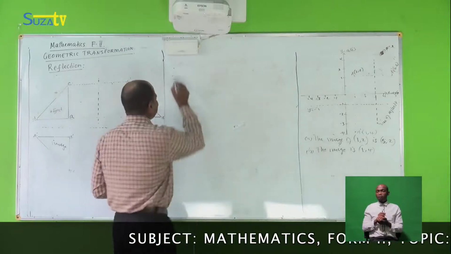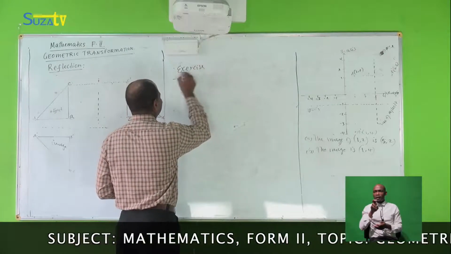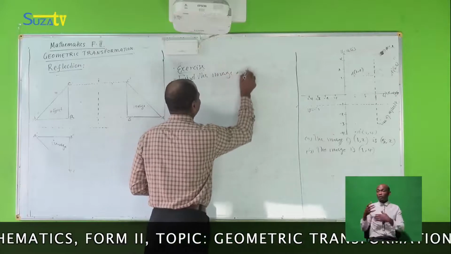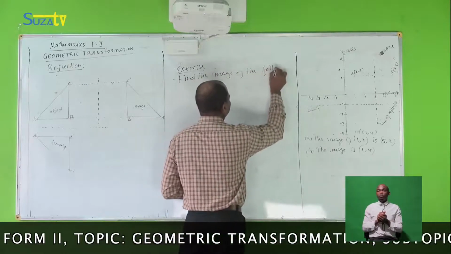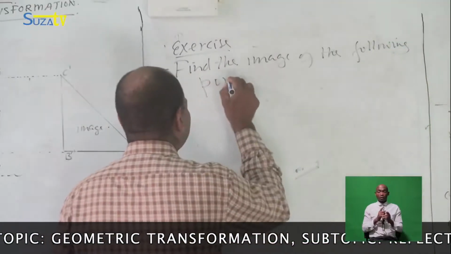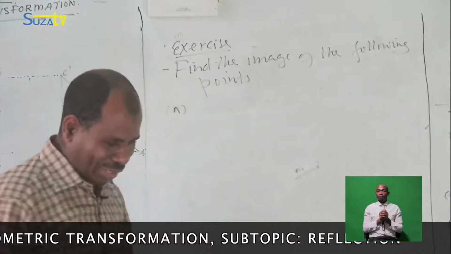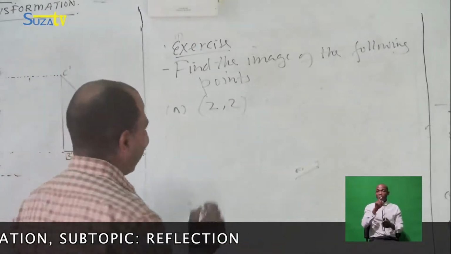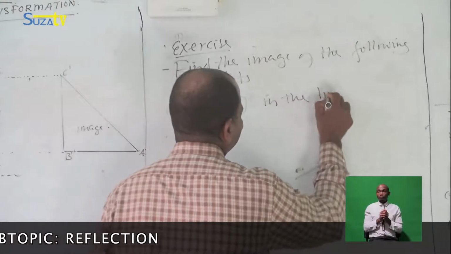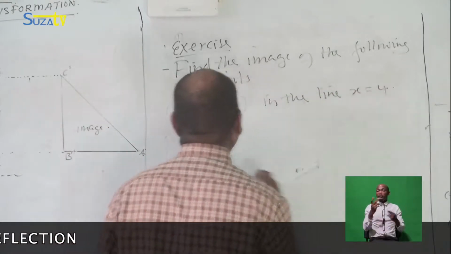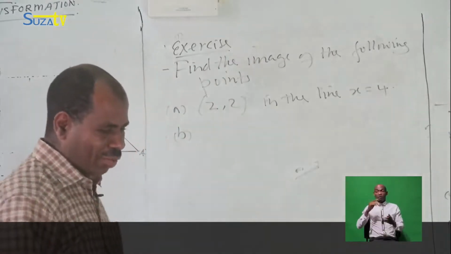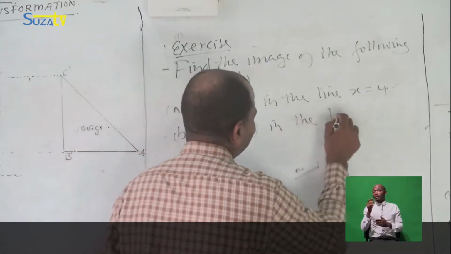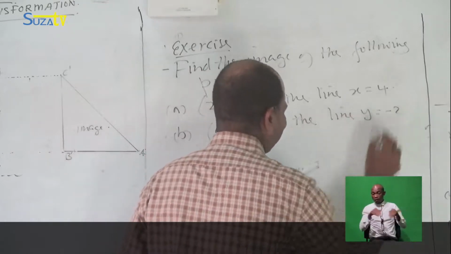Exercise. Find the image of the following points. Number 1, or number A, the point (2, 2), x is 2, y is 2, in the line x is equal to 4. Number B, the point (5, -3), in the line y is equal to -2. Okay?